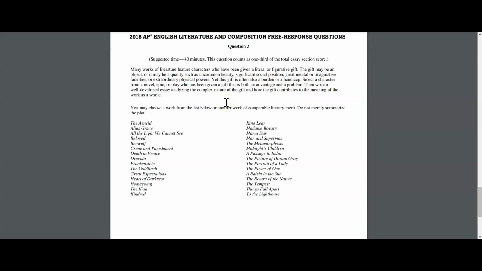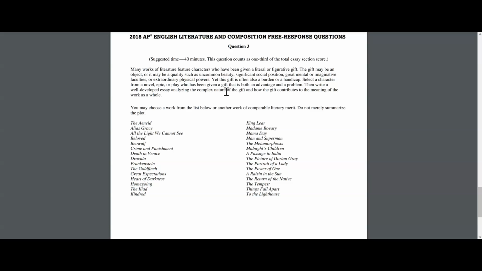So the first thing you have to do is consider what text you're going to talk about. It literally can be any text that you've read that you deem has literary merit, right? This particular prompt is asking you to analyze a gift or some sort of speciality that a character has, in which the gift is both an advantage and a problem. And you have to write an essay analyzing the complex nature of this gift and how it contributes to the meaning of the work as a whole. So that is two parts, right?